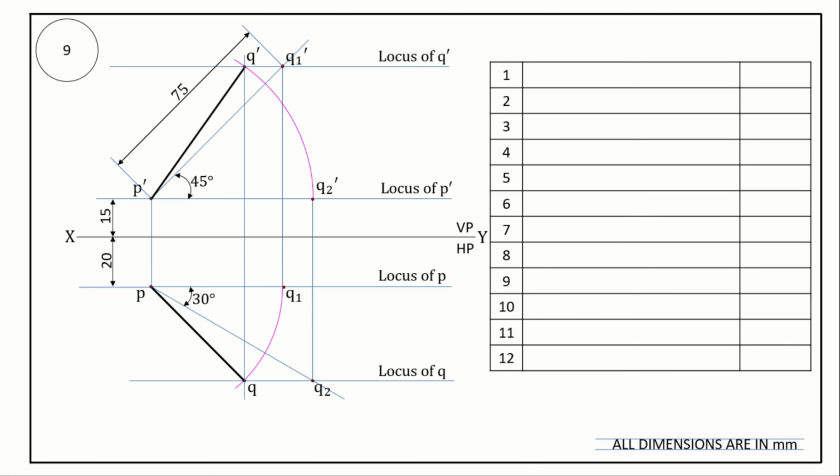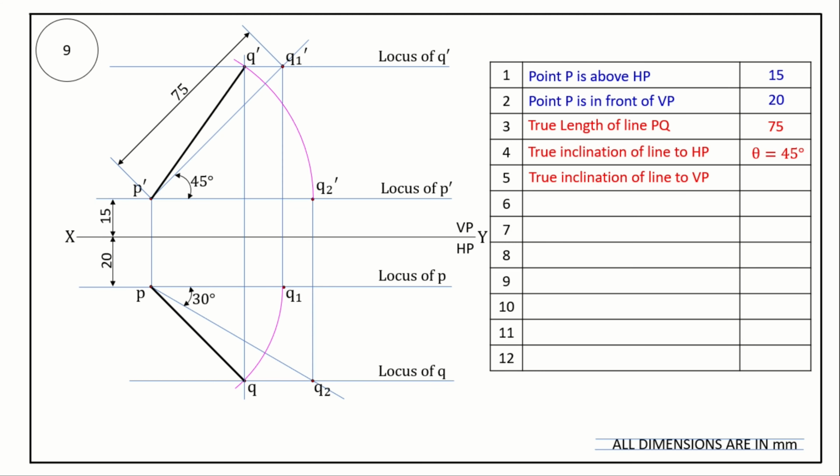So, while drawing the projection of straight lines, we have taken 12 data. In these 12 data, the data given were: point P is 15 mm above HP, point P is 20 mm in front of VP. They have given the position of the point P. Also, they have given the true length of the line equal to 75 mm, true inclination of the line to HP theta equal to 45 degrees, true inclination of line to VP phi equal to 30 degrees. So, they have given 5 data. Using these 5 data, we have drawn the projection of straight lines. By completing the problem, we have found the remaining 7 data.